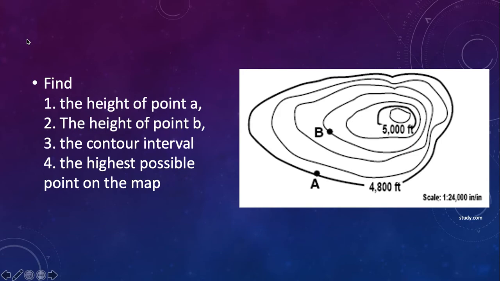See if on this map you can find the height of point A, and that's right on an index contour, so that should be pretty easy. The height of point B, so you need to figure out the contour interval in order to get that. And then what is the highest possible point on this map? See if you can do that on your own. Pause the video if you need to.